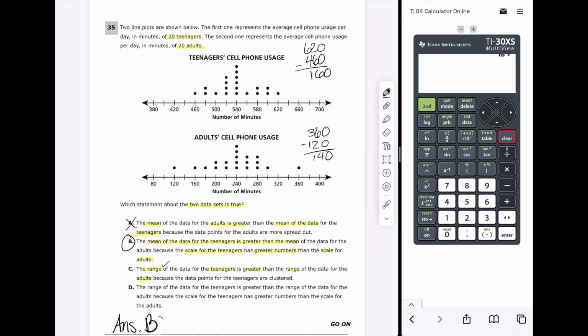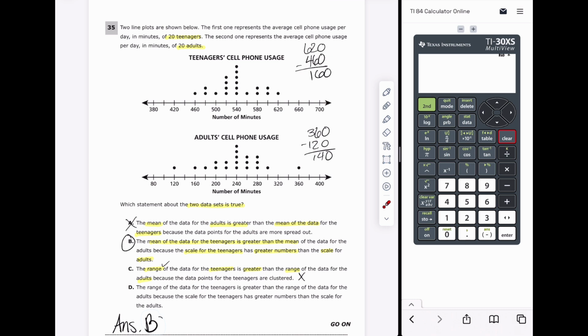Because the data points for the teenagers are clustered. Yet, this is the part that's false. The range has nothing to do with the cluster. The range is how spread out the data is. I see a cluster here, but that's still not changing my range of numbers. So again, they found one part that's true and one part that wasn't.